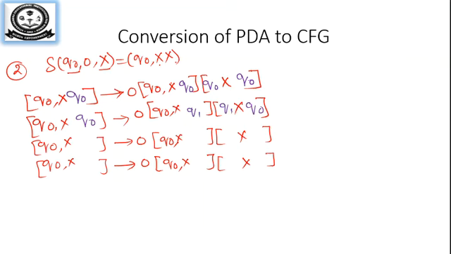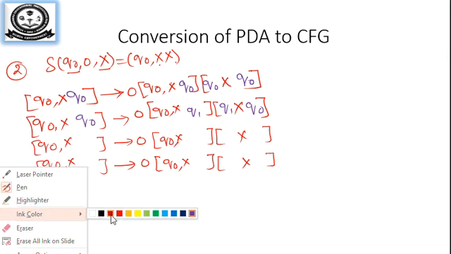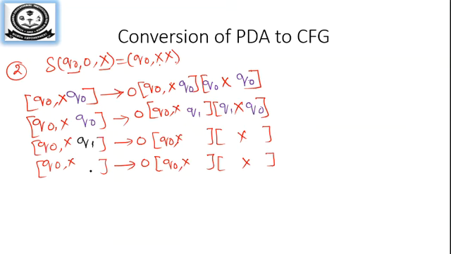The next one is, my intermediate state can be Q1, and the final state can be Q1. So you will have Q1 over here and Q1 over here. Now the intermediate can be Q0, so you can have Q0 and Q0 and Q0 and Q0. So now we have derived all the possible production rules for the given transition function.